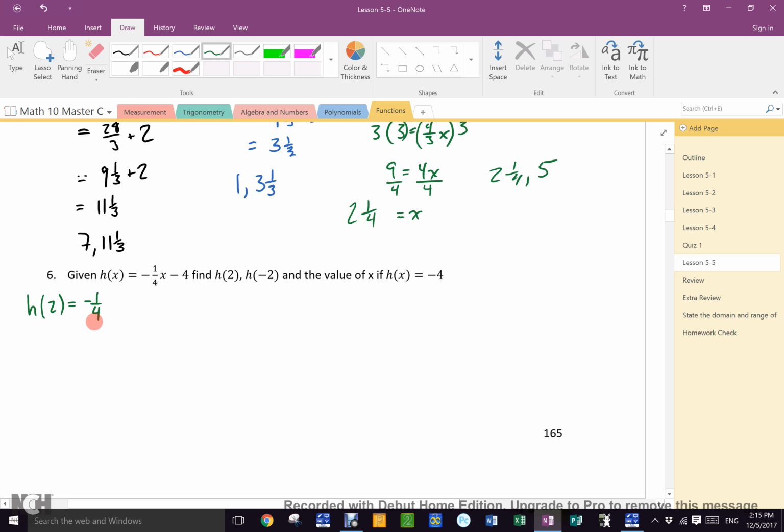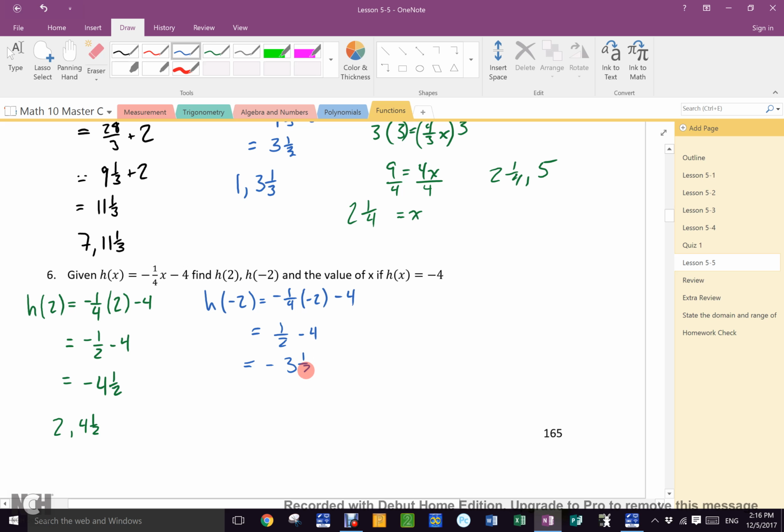Wait, Jack. What is this h going to be? Negative 2. What is this? 1 half minus 4, which is what? Negative 3 and a half. What's the ordered pair? Negative 2 and negative 3 and a half.